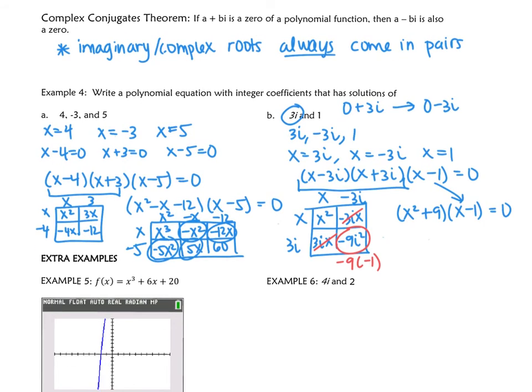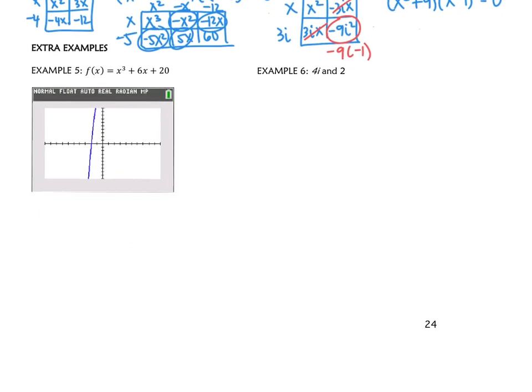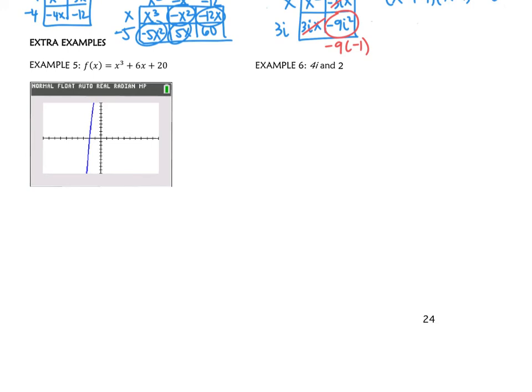Okay, so let's look at extra example number 5. First thing we want to know, x to the third tells us that we're going to have 3 roots or solutions or zeros. We see one of them on the graph, so we have 1 real, which means 2 of them need to be imaginary. Again, that makes sense. The imaginaries come in pairs.